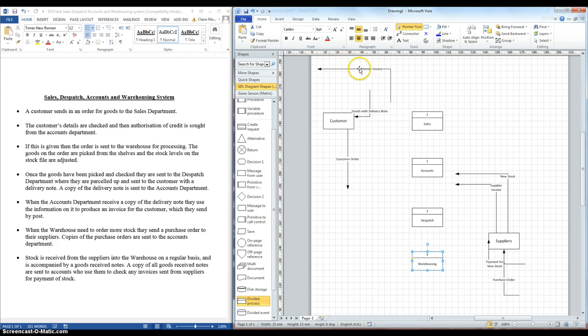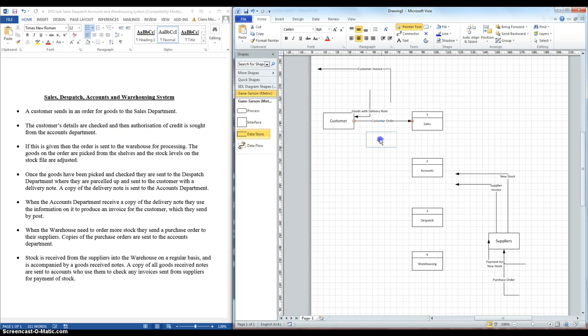A customer sends in an order to the sales department. So we can now show the specific internal processes that our data flows are going to. And we will also show any internal data flows and data stores on our level 0. The customer details are checked and then authorization of credit is sought from the accounts department. Now they're saying the customer details are checked, therefore they must be checking it against something. So we will assume that here we have a data store that stores customer details. And all we do with data stores is show that the process uses it. So sales updates or takes information from this customer details data store.